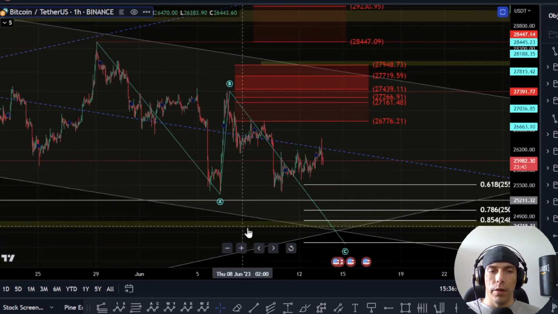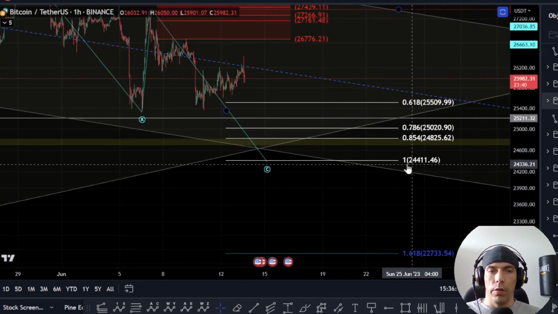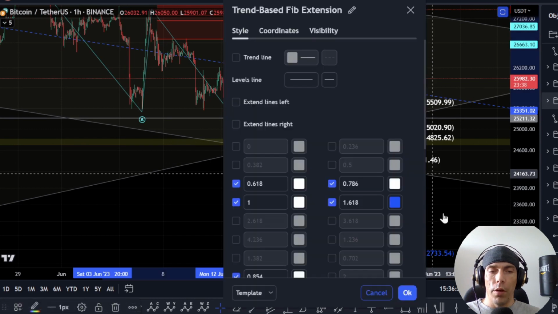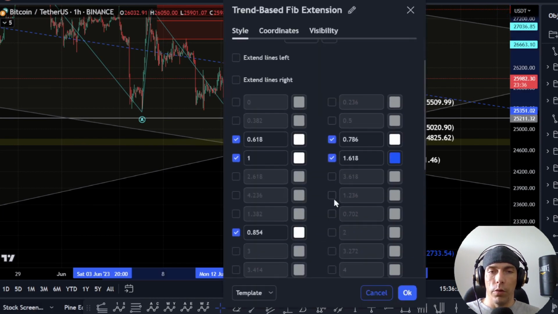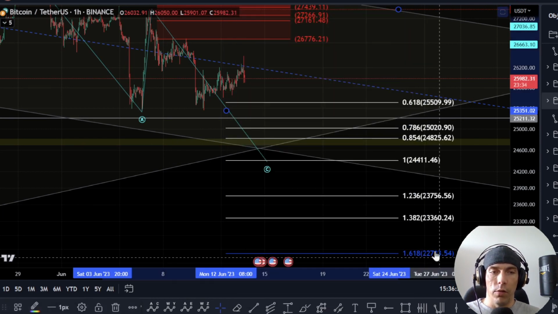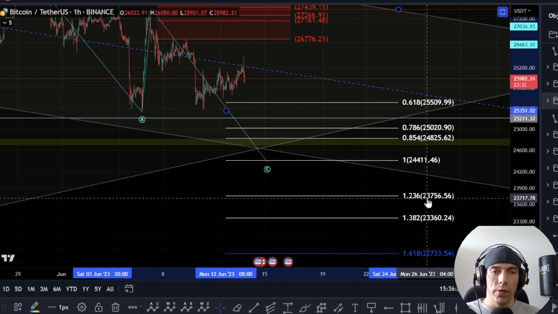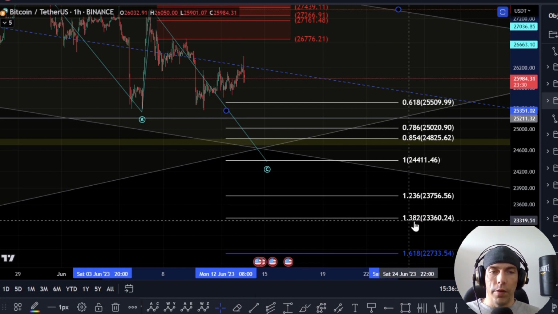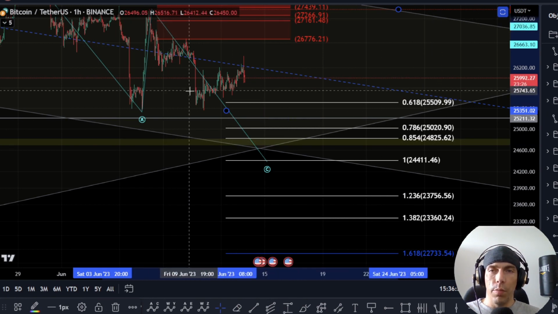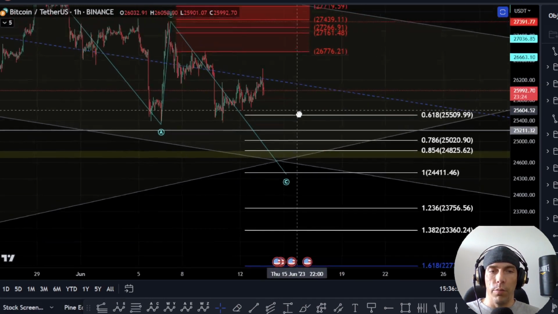Now once again, like I said, that 1-to-1 target is over here at this 24,411, and if I just come in here and actually turn on this 1236 and this 1382, what we can see is the 1236 is here at this 23,756 and the 1382 is here at this 23,360 level. So I would be keeping an eye on this if we do start to break down deeper here.